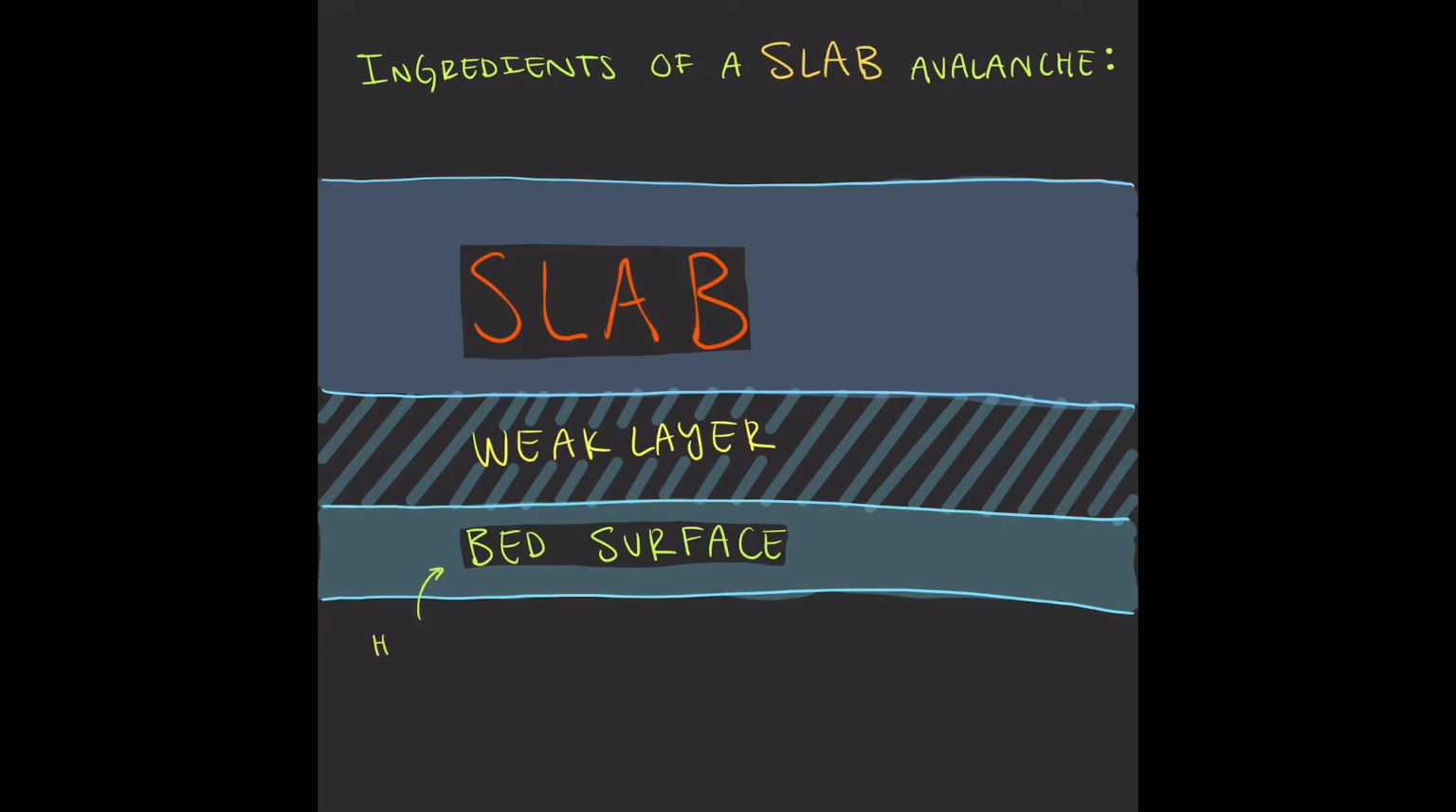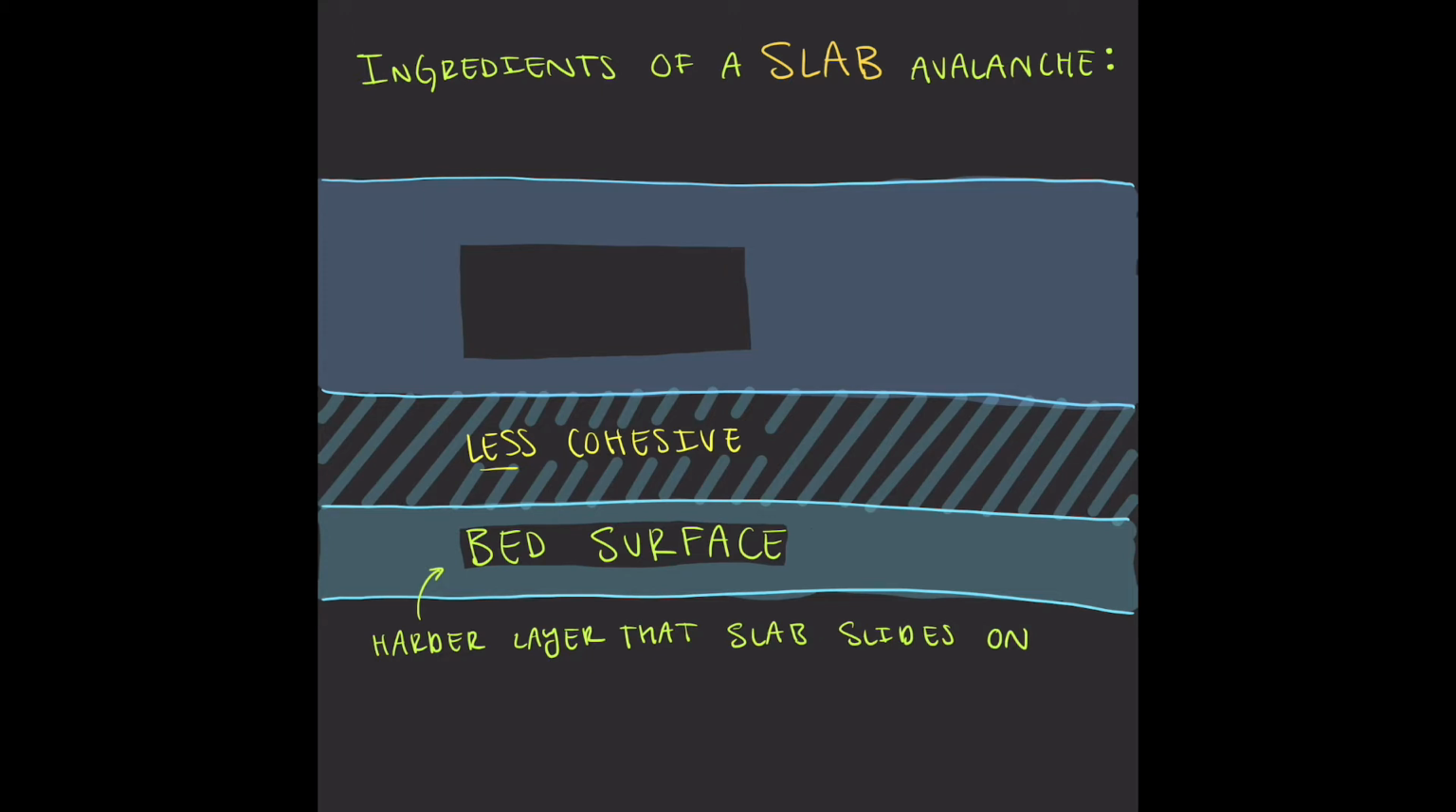Now, the bed surface is a harder or more cohesive layer at the bottom of the snowpack on which the avalanche slides. And the weak layer is that layer of less cohesive snow that sits underneath the slab, and this is where failure and propagation occur. And the slab, which is essential for a slab avalanche, is a layer of more cohesive snow that sits on top of the weak layer and ultimately forms the avalanche.